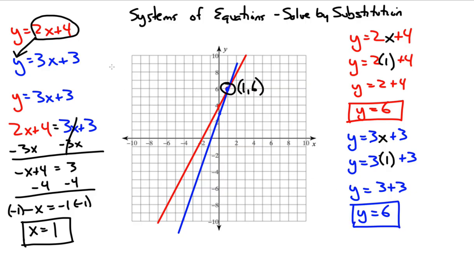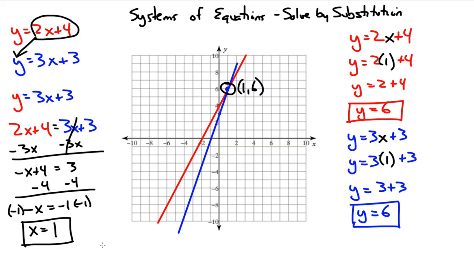You can do either the top equation or the bottom equation, the red one or the blue one. It doesn't matter, because as long as I find the x value first, in this case 1, when I plug it into either the red or the blue, I'm going to get 6 as the y value, because I'm trying to find the one point that works for both. So it shouldn't make a difference. It should be the same thing for both.